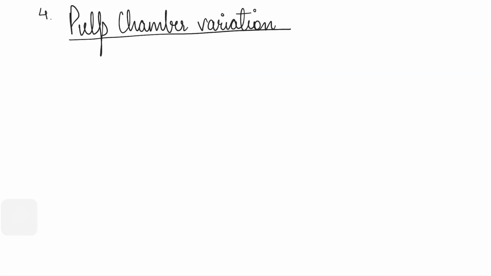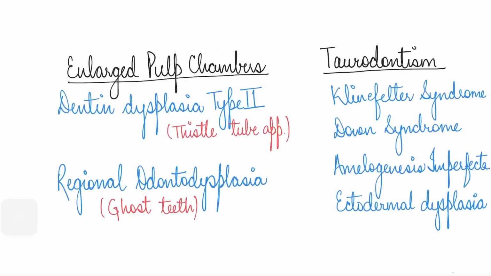Another feature is seen in the pulp chamber. There are variations that we see in multiple diseases. It could be obliterated, it could be bigger in size or smaller in size. So just have a look at the list here. You may find questions suggesting the pulp chamber is enlarged or there is taurodontism present. If they specifically say the pulp chamber is enlarged, there are two possibilities. Dentin dysplasia type 2, remember it is not seen in type 1, and another one is regional odontodysplasia.